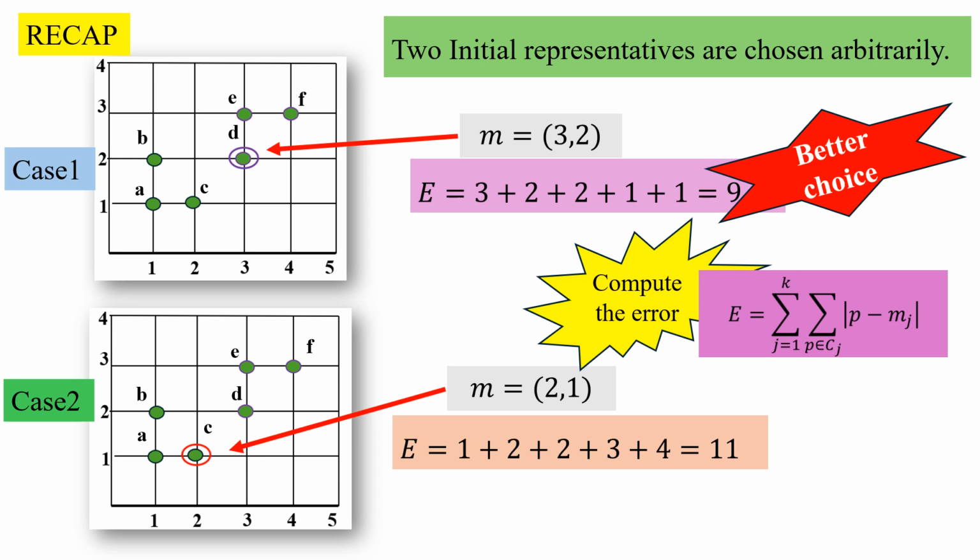So this is a recap where we had taken two cases of the same set of data points. Once choosing m equal to 3, 2, this is the Medoid, and once choosing m equal to 2, 1, and then computing the error based on this formula which we want to minimize. We decide that this is a better choice because the error for m equal to 3, 2 comes out to be 9, while that for m equal to 2, 1 comes out to be 11.